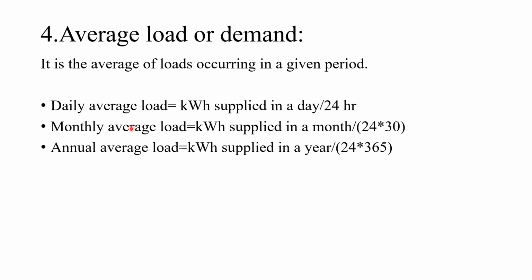If we are going to calculate the monthly average load, then we can calculate it by using this equation, that is kWh supplied in a month divided by 24 into 30 days into 24 hours. Similarly, we can calculate the annual average load, that is equal to kilowatt hour supplied in a year divided by 24 into 365 days. So by using these equations we can calculate the average load for the given period of time.